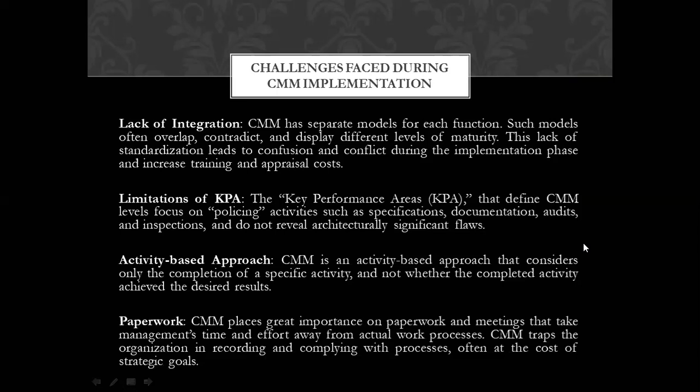So this part is basically talking about how sometimes some functions can overlap each other, and because of which certain confusions can happen, which can also lead the organization to a low standard, and conflict can happen in the implementation phase because of those things. And after that, the budget also, training also, you have to improvise the training part. So that was lagging behind in CMM implementations within organizations.